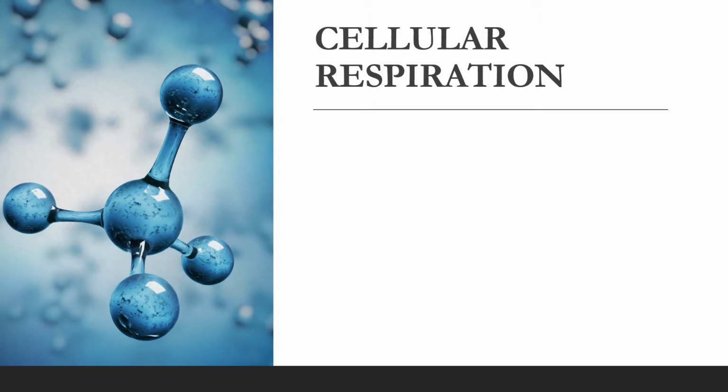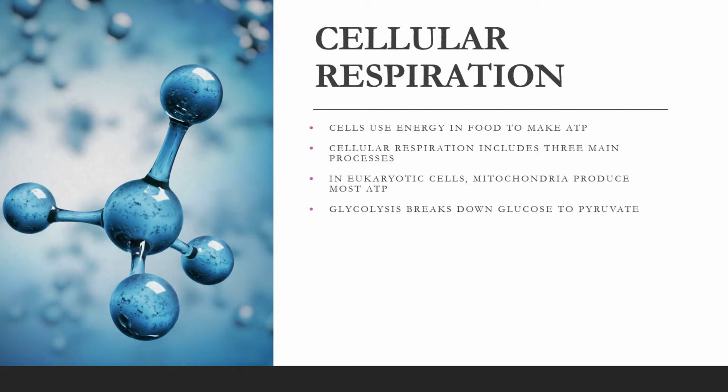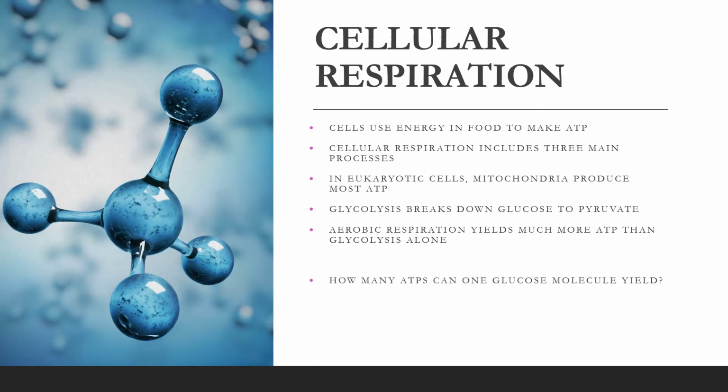So here are the different topics that we will be tackling for this chapter. It includes: cells use energy in food to make ATP. Cellular respiration includes three main processes. In eukaryotic cells, mitochondria produce most ATP. Glycolysis breaks down glucose to pyruvate. Aerobic respiration yields much more ATP than glycolysis alone.